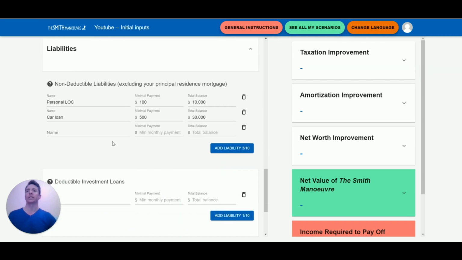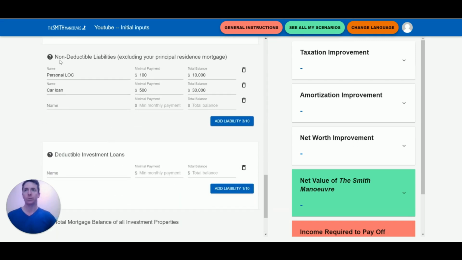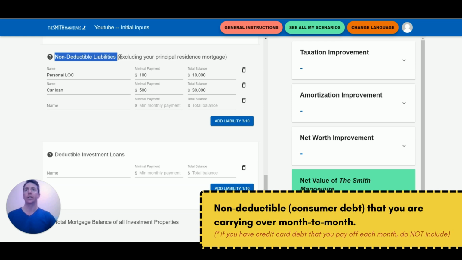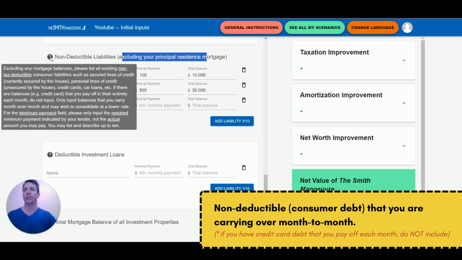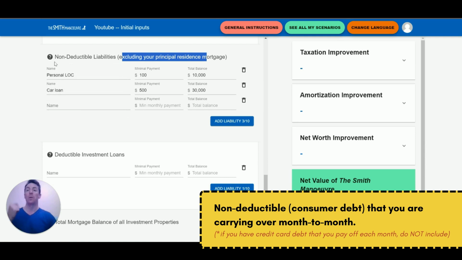Next, we've got liabilities. This is non-deductible, guys. This is non-deductible, and it excludes your permanent residence. Again, there's a list of everything that we've got. Personal lines of credit, secured lines of credit, credit cards, and the big thing here is if you are paying it off, do not include it. You only want to include non-deductible debts that you're holding month over month. So, as an example, I've got a personal line of credit here, a balance of $10,000. I'm not paying that $10,000 off every month. I'm just making minimum payments or whatever normal payment that you're making.